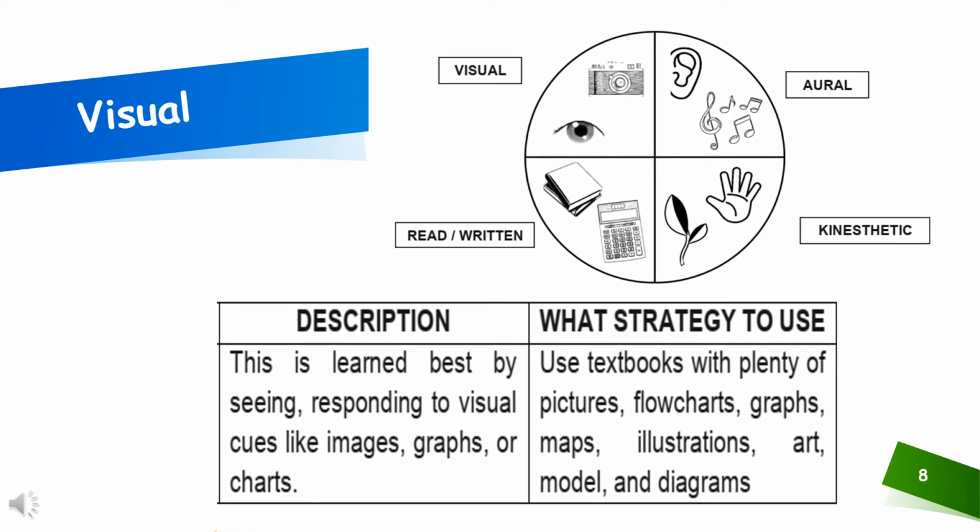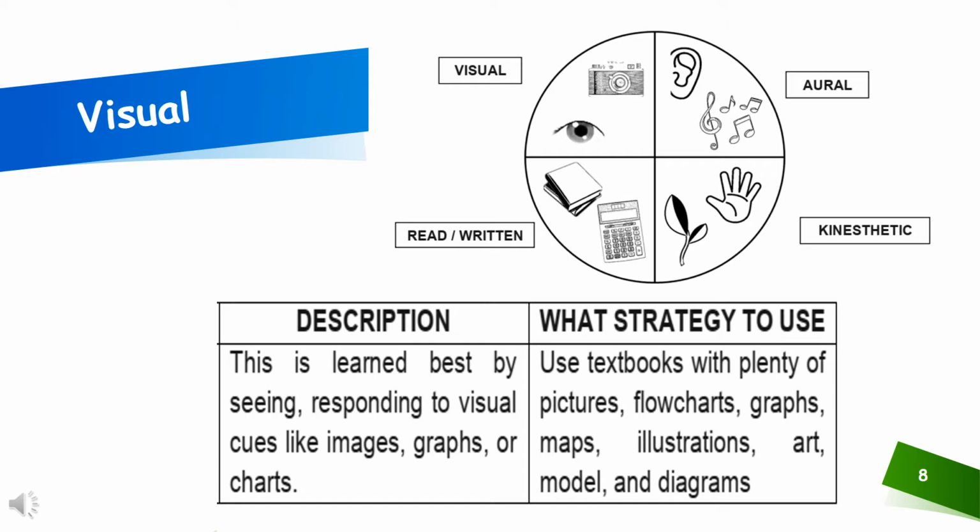The meaning of a text can be visual. Description. This is learned best by seeing, responding to visual cues like images, graphs, or charts. So as we see here in our image, under visual, we have eye and camera. So these pertain to things that you actually see.